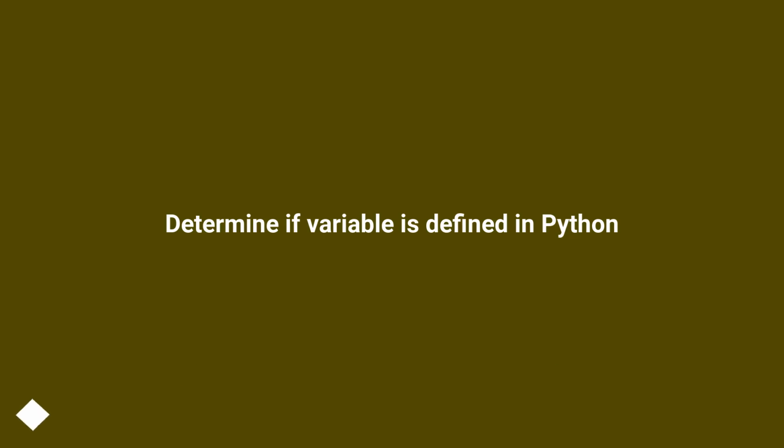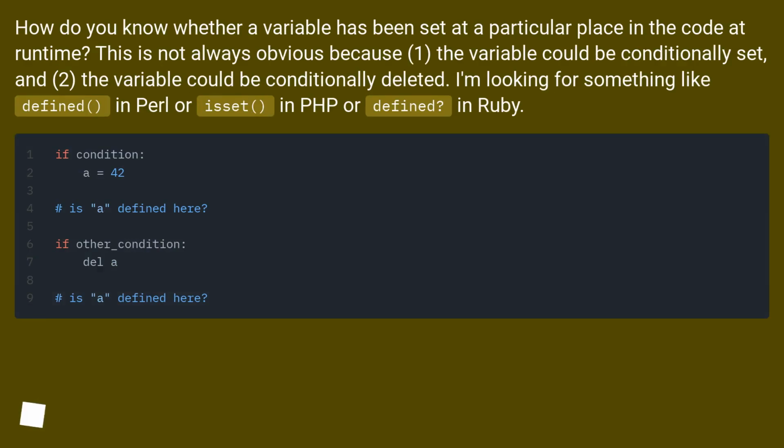Determine if a variable is defined in Python. How do you know whether a variable has been set at a particular place in the code at runtime? This is not always obvious because, one, the variable could be conditionally set, and two, the variable could be conditionally deleted. I'm looking for something like defined? in Perl, isset in PHP, or defined? in Ruby.